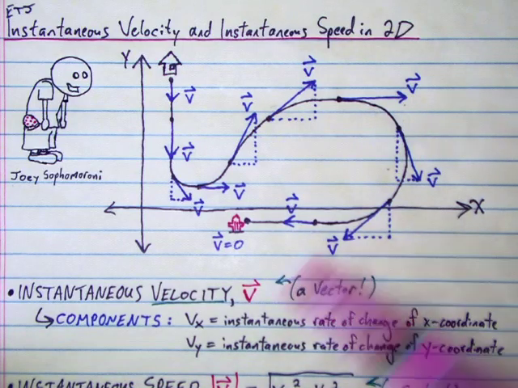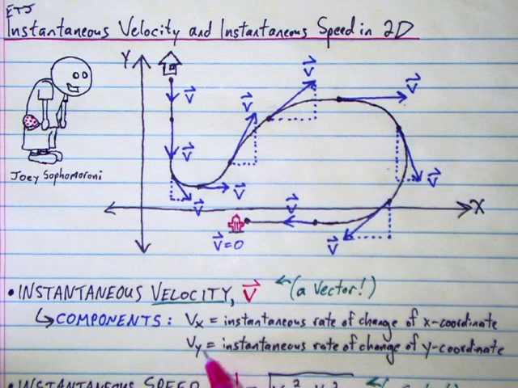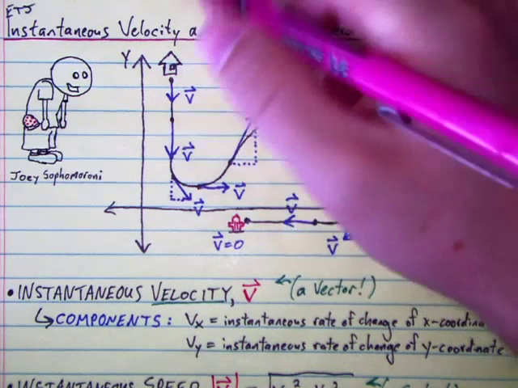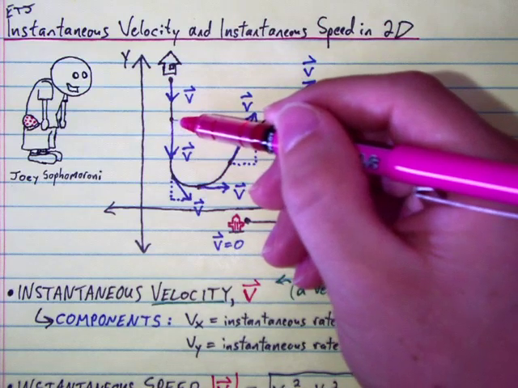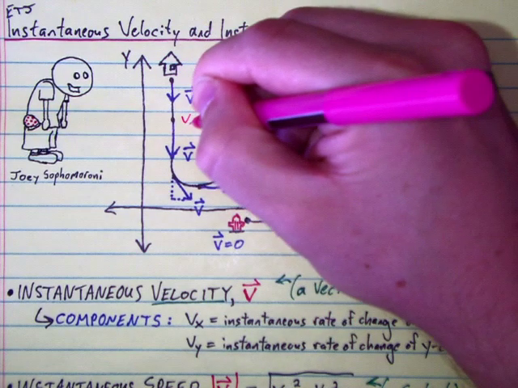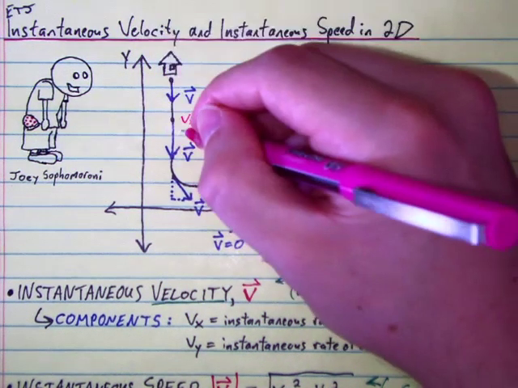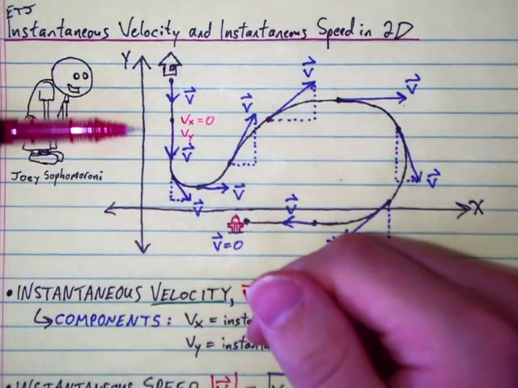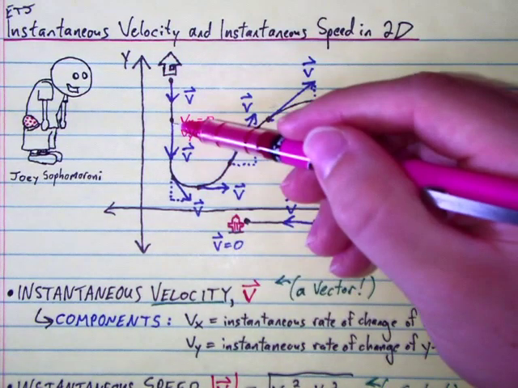Now, we can see that his instantaneous velocity has two components, x component and y component. Let's draw those in at a few places. Moving along this part here, he's not moving in the x direction at all. So let's say at this particular moment, the x component of his velocity is 0. But the y component of his velocity, he's moving in the negative y direction. His y coordinate is decreasing. So we can say that the y component would be less than 0 at this moment right here.